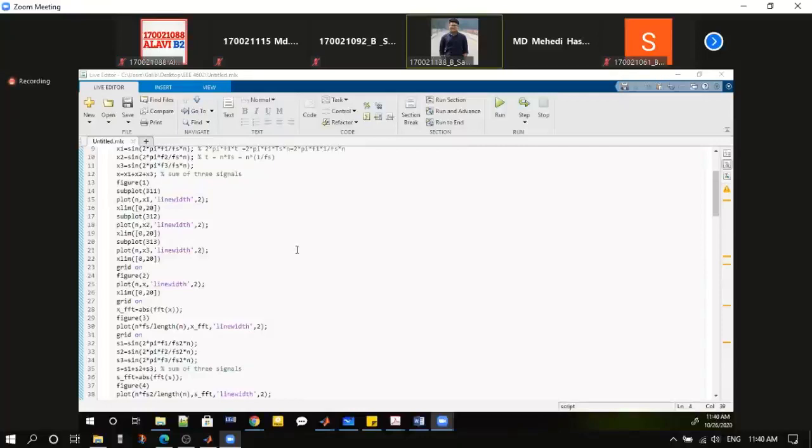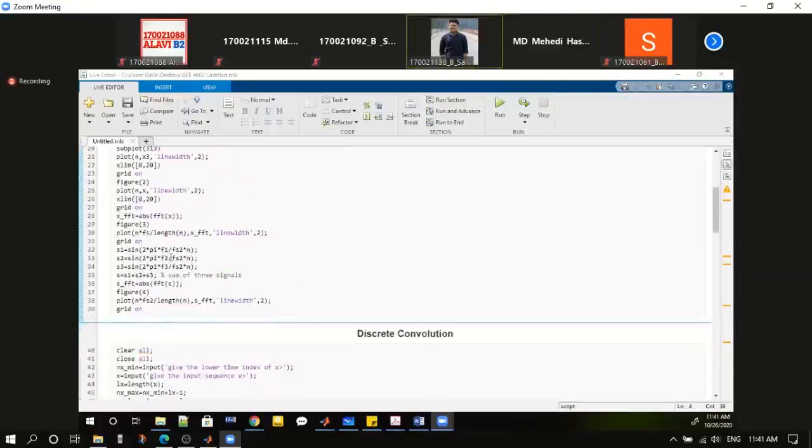Here also the limit is 0 to 20. Grid on means there will be the grid lines. In the x FFT, it will convert the time domain to the frequency domain, as you have said, and then in figure 3 we will plot x, that is the sum of the three signals. Okay, so this is without the aliasing effect. Next is the same with the aliasing effect, isn't it? Yes, sir. Okay, is there any question regarding this?